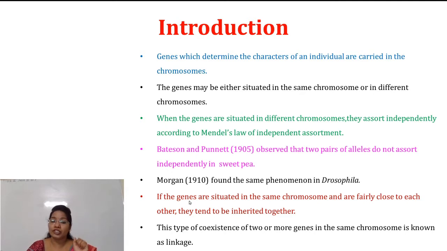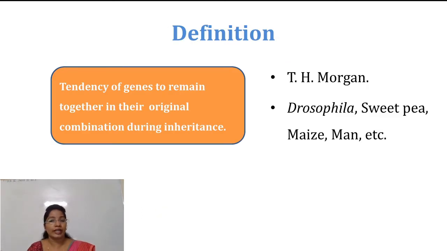So, if the genes are situated on the same chromosome and fairly close to each other, there is a tendency of these genes to be inherited together. This coexistence of two or more genes inherited together is called the linkage phenomenon. Coming to the definition of linkage, it is a tendency of genes to remain together in their original combination during the transmission of characters.